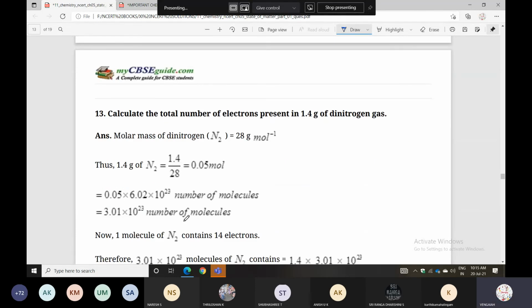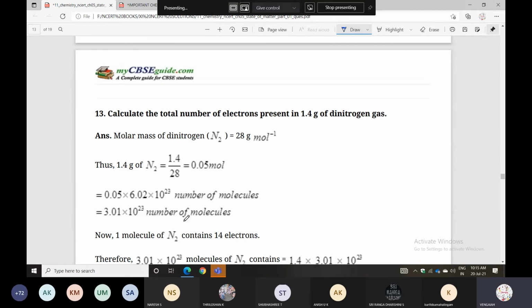Calculate the total number of electrons present in 1.4 gram of dinitrogen gas. They are asking to calculate the number of electrons present in 1.4 grams of dinitrogen gas. So how many electrons will dinitrogen gas be containing?